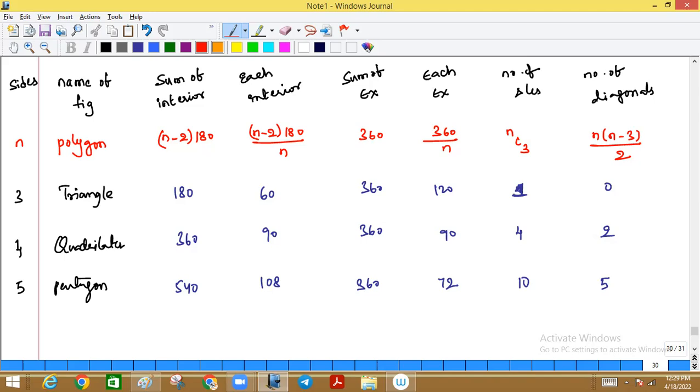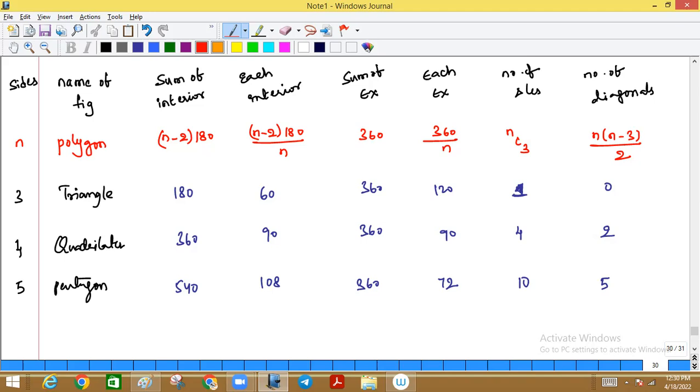See, if I ask you for a 5-sided figure, I know 360 by 5 is 72 exterior angle. Therefore, interior becomes 108. If I ask you for a 6-sided figure, 360 by 6 is 60. Therefore, remaining is 120. For an 8-sided figure, 360 by 8 is 45. So 180 minus 45 is 135. For a 7-sided figure, it is 128.4 something. You understand? So the moment you look at 135, you should know it is an 8-sided figure. 10-sided figure, 144.